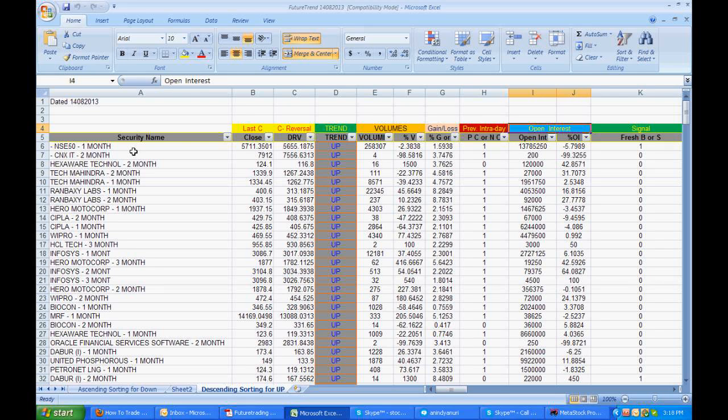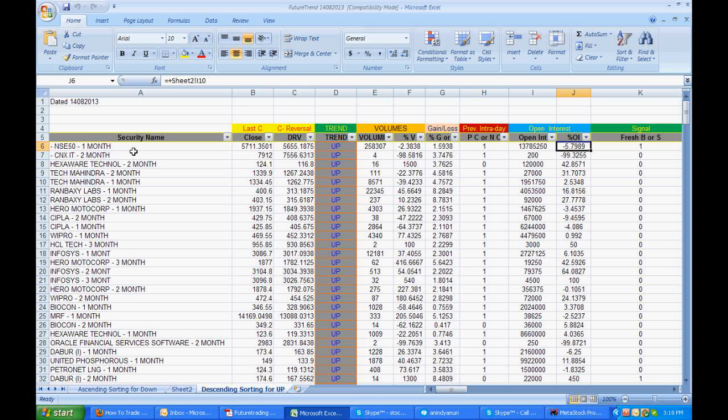Next is open interest. Open interest is again a 1 day back, or yesterday's or today's. We are not comparing historical open interest. So yesterday's open interest was so and so, and 1 day back open interest was increased or decreased. That is checked over here. So it will be a positive figure if it is increased, and a minus figure if it is decreased.